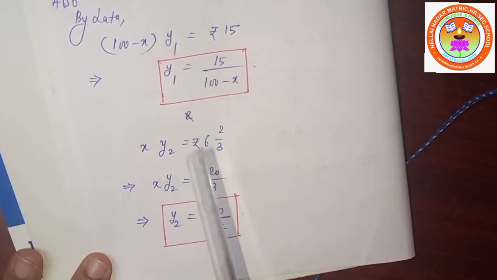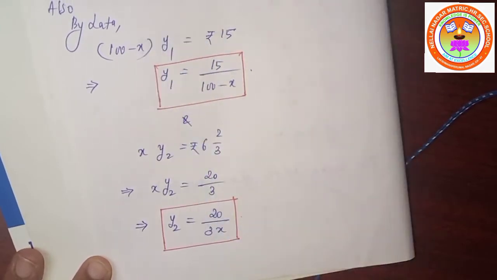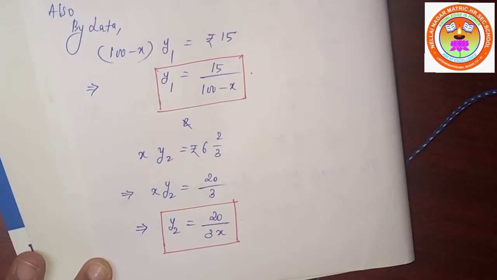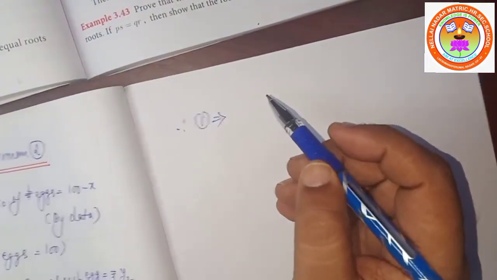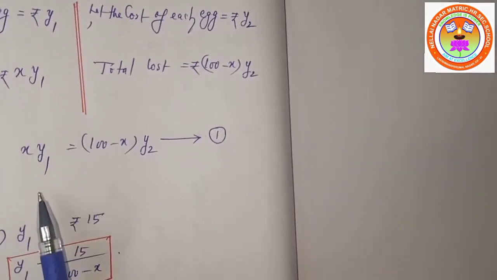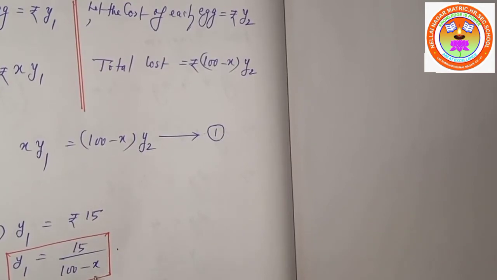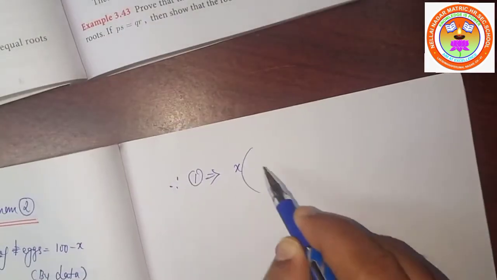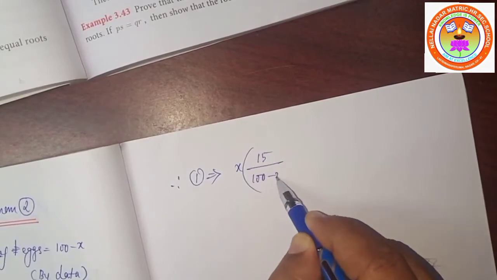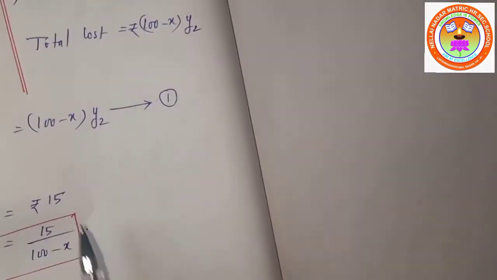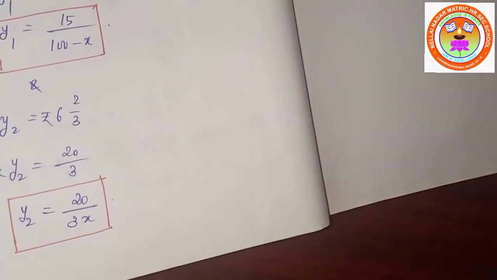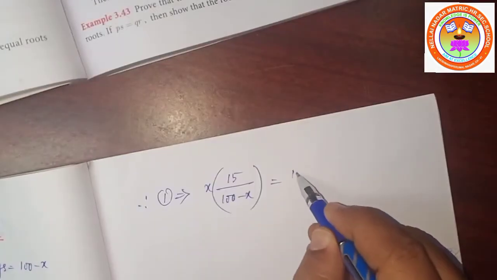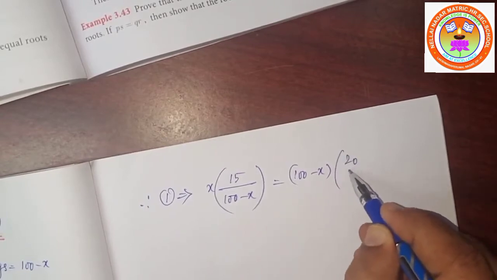I am going to substitute the values of y1 and y2 in equation number 1. Therefore equation 1 implies x into y1, where y1 is 15 divided by (100 minus x), so x into 15 divided by (100 minus x), equal to (100 minus x) into y2, where y2 is 20 by 3x, so (100 minus x) into 20 by 3x.